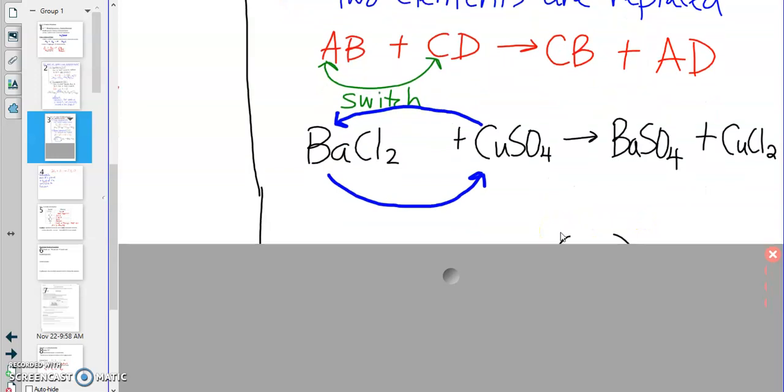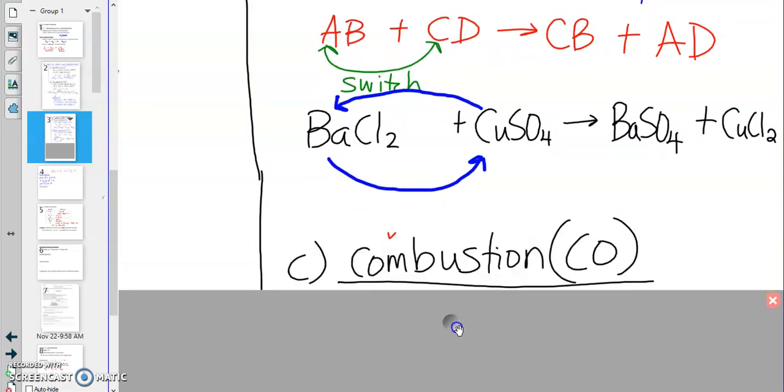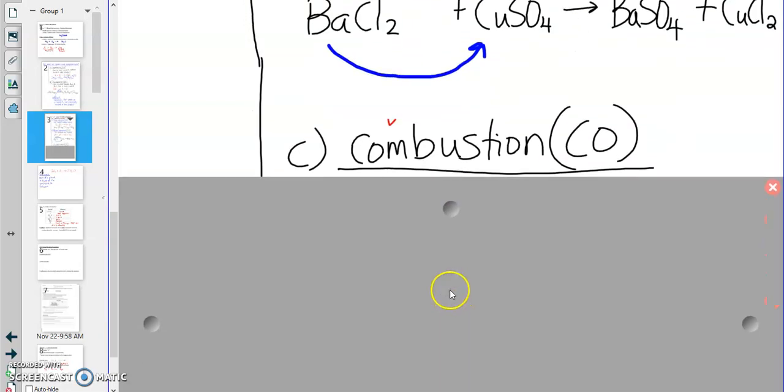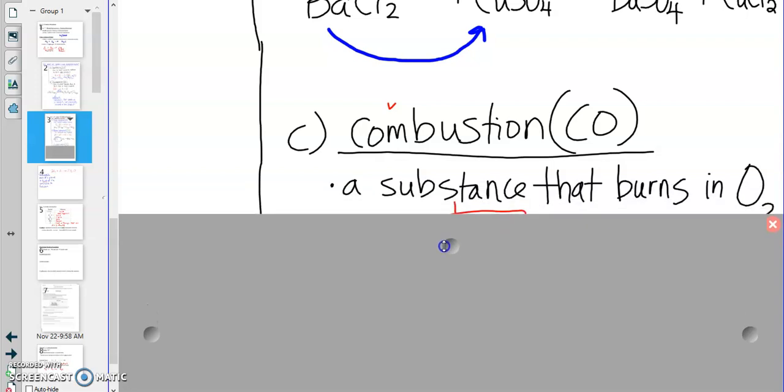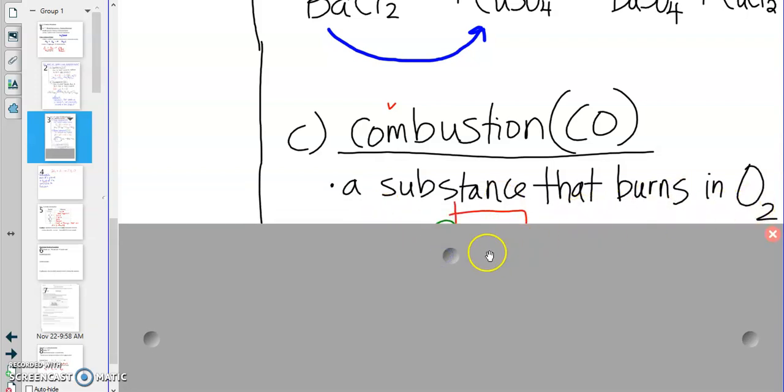All right, we got one more for you. It is combustion. So, in combustion engines, in certain engines like this, we need a specific fuel source. We can use gasoline, we can use kerosene, we could use lighter fluid, even, if you want to make a barbecue, right? Well, in this case, we're going to need oxygen from the atmosphere to help us out. So, a substance that burns in O2.